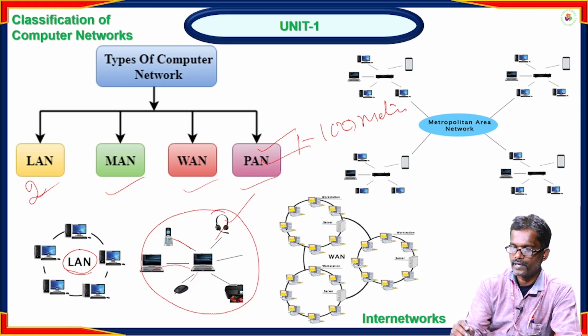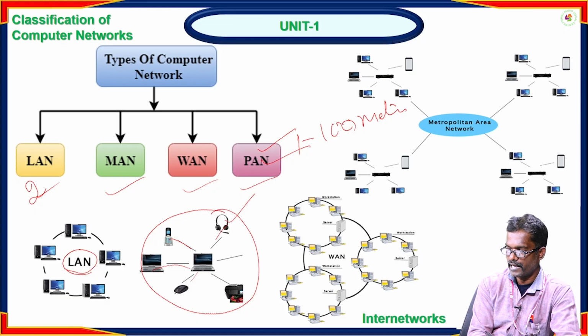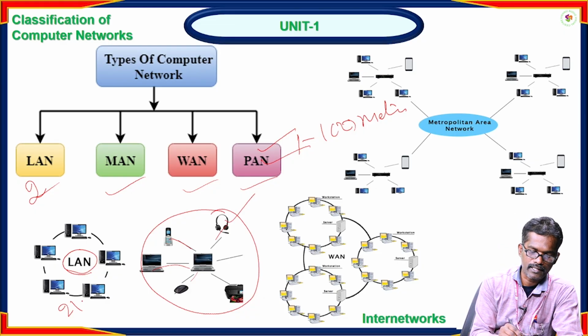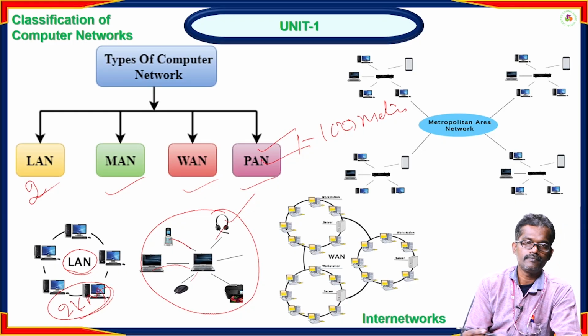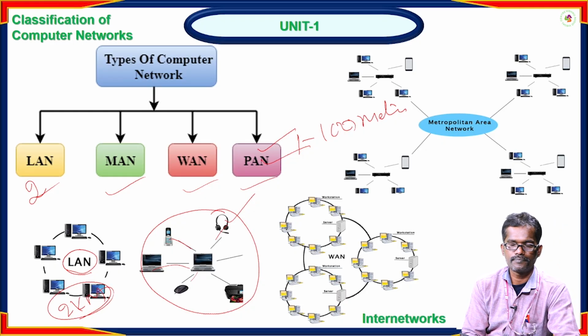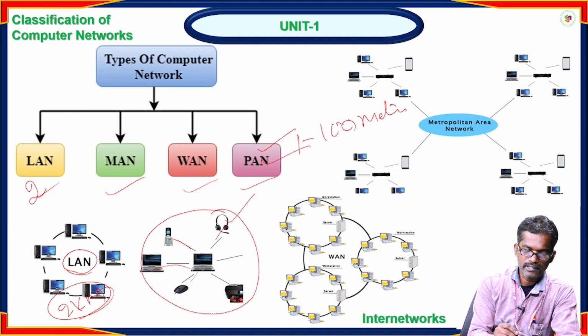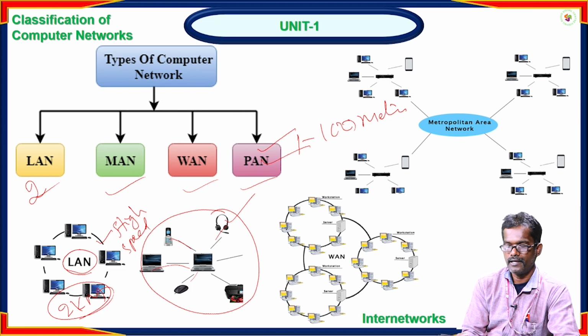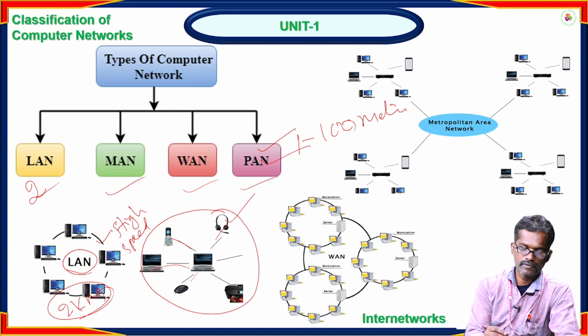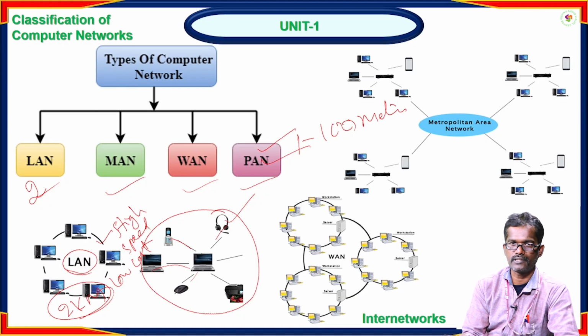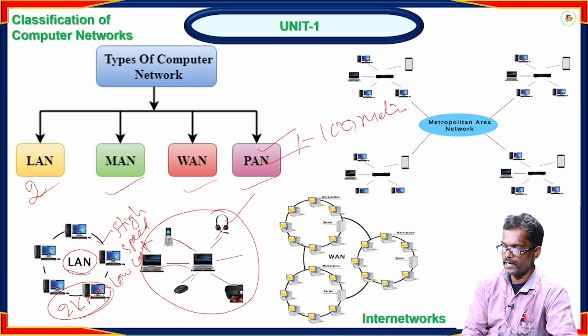Here we see 1 to 100 meters for PAN. For LAN, it may be up to 2 kilometers range. We can access the internet through the LAN, which also has high speed of data transmission, and also low cost. Maintenance cost is also very low for this LAN.